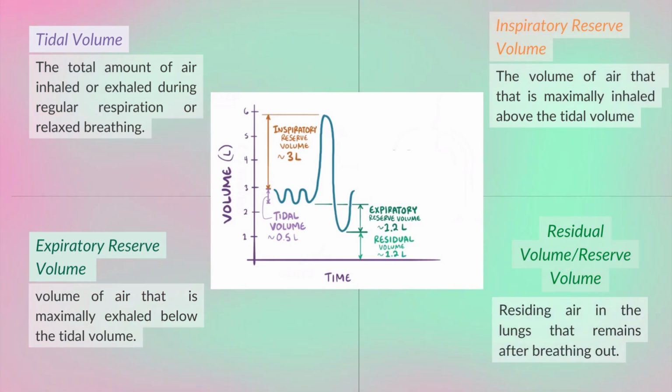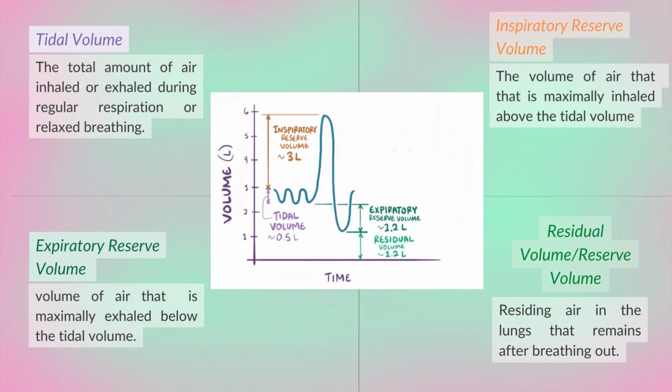The tidal volume is the total amount of air inhaled or exhaled during regular respiration or relaxed breathing. During normal quiet breathing, the volume of air moving in and out with each breath is represented by the height of the wave, and it is called the tidal volume. It's typically around 0.5 liter or 500 milliliters.